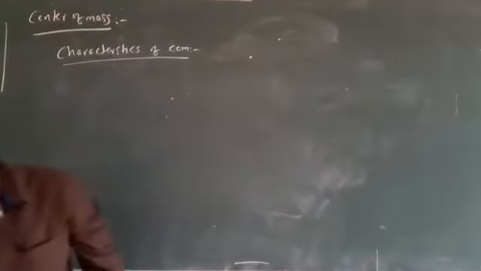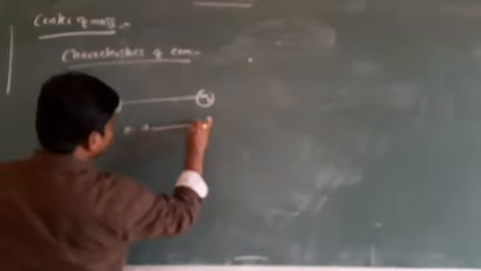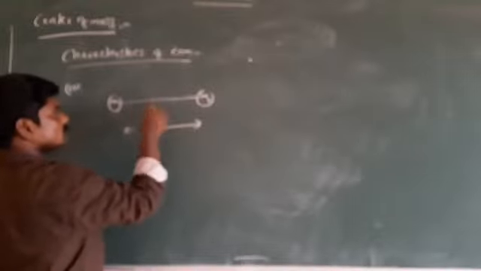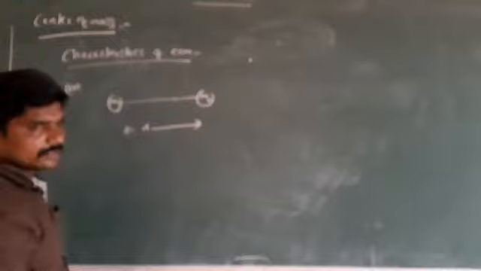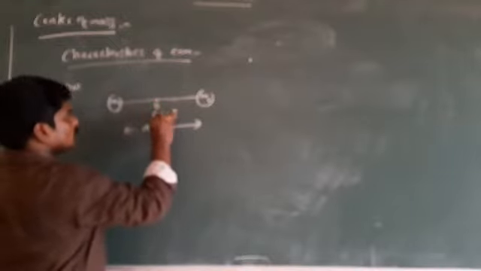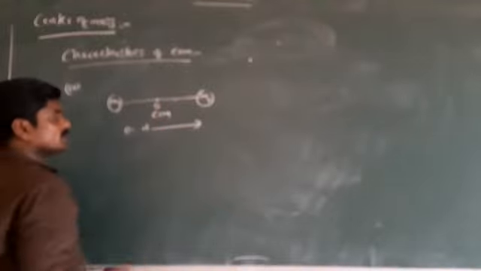The moment of masses about the center of mass is 0. The next point: the moment of masses. For example, consider two bodies of masses m1 and m2 separated by a distance d. This is one system containing two particles. Now the common center of mass of this system of particles will be at this point. This point is the common center of mass of these two particles.